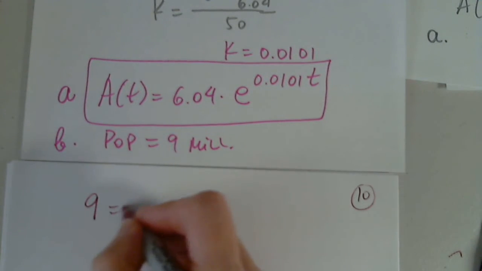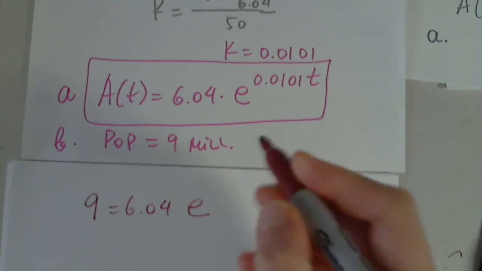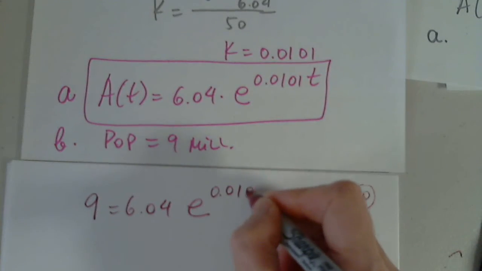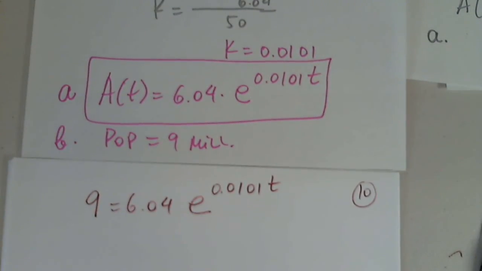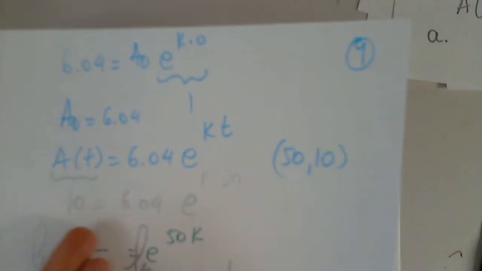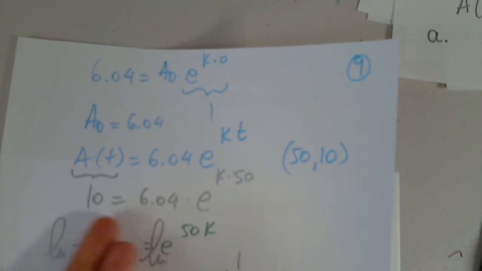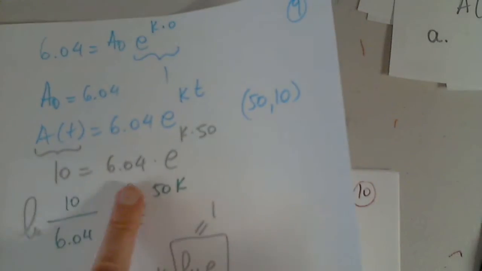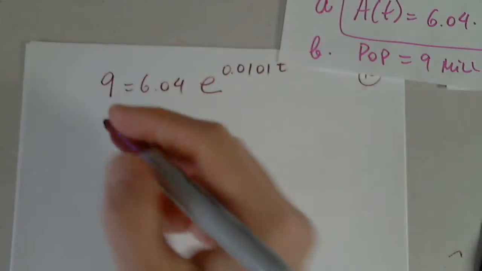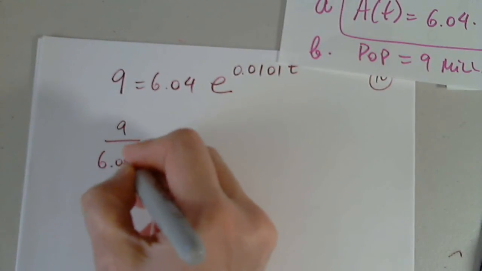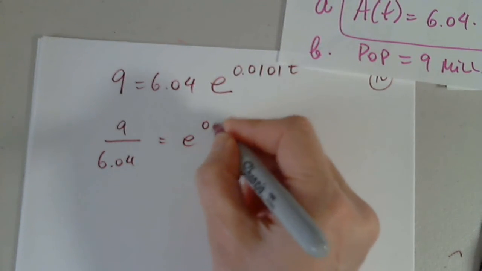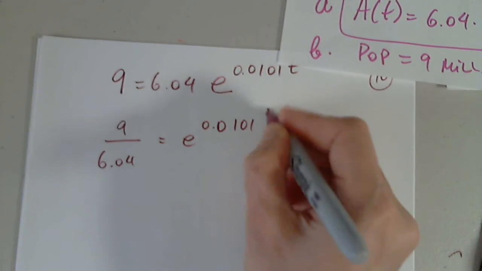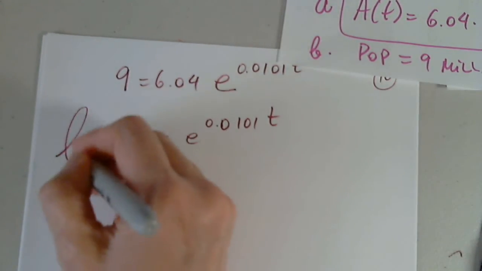So then 9 equals 6.04 e to 0.0101 t. Everything is the same. Same equation, everything the same. This time I want to determine t. I will divide by 6.04. And of course apply natural log again.